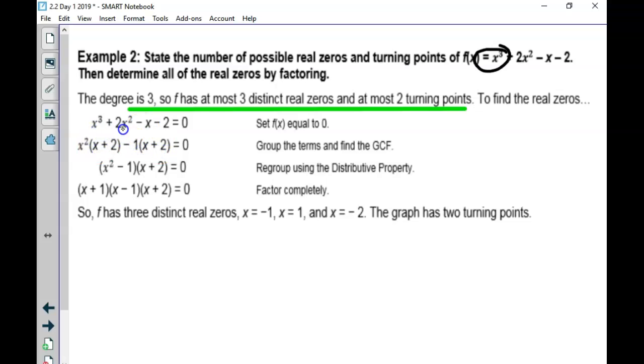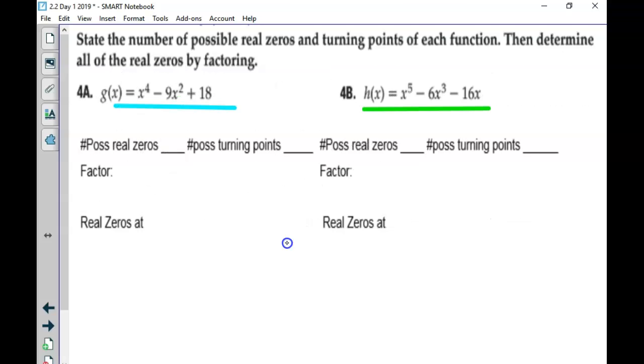They took out an x squared out of the first 2, and then they wound up with x squared minus 1 times x plus 2. X squared minus 1 was a difference of squares, so it factored into x plus 1, x minus 1. So they found all 3 real zeros by simply factoring. And the graph would have 2 turning points. Any questions? So let's practice.